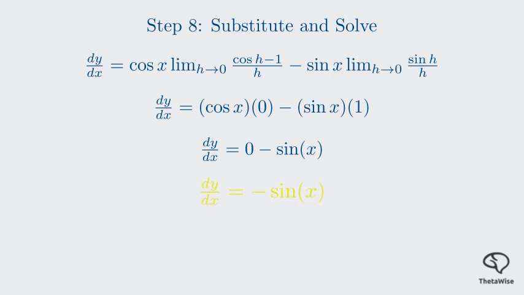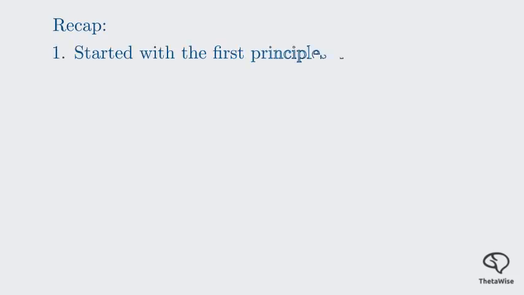And there we have it. We have successfully proven that the derivative of y equals cos x with respect to x is negative sin x. Let's quickly recap what we've accomplished. We used the definition of the derivative, also known as the method of first principles, to find the derivative of the cosine function. First, we applied the first principles formula.